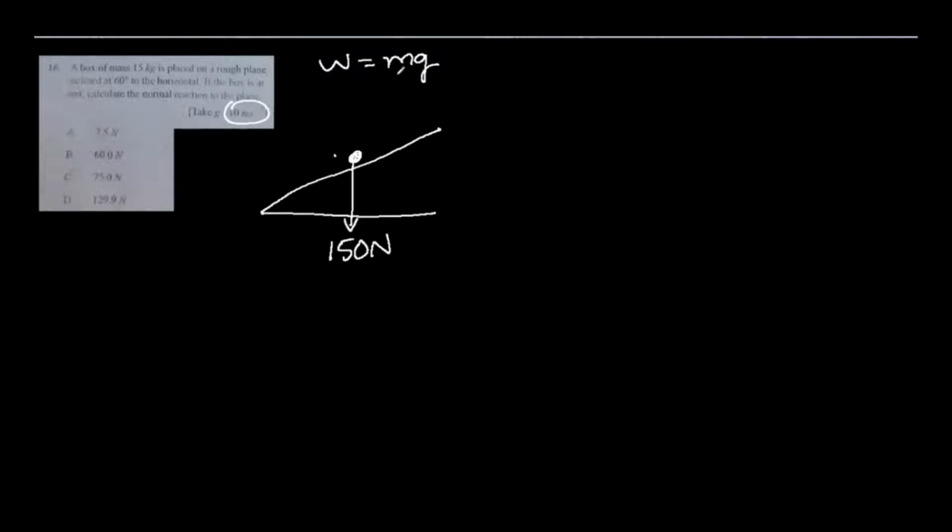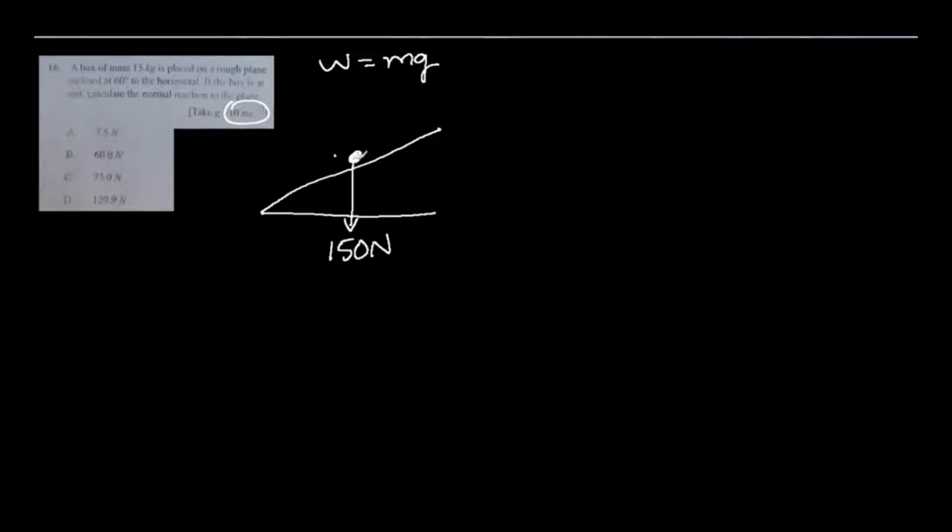Question 16. A box of mass 15 kg is placed on an inclined rough plane. So let's say this is the box and 15 kg is its mass. So the weight will be 150 newtons because G is given as 10. So weight is mg. 15 times 10, 150. Okay. If the box is at rest, calculate the normal reaction force to the plane.